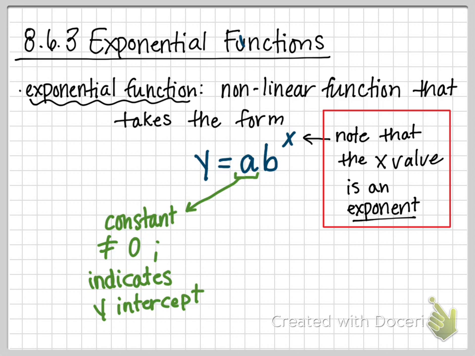Whatever that a value is, and we'll talk about this more as we start looking at graphs, it tells us the y-intercept of the function. So it tells us where that graph crosses the y-axis. Oh, I thought b was the y-intercept. That's in linear functions. In exponential functions, the a always tells us the y-intercept.